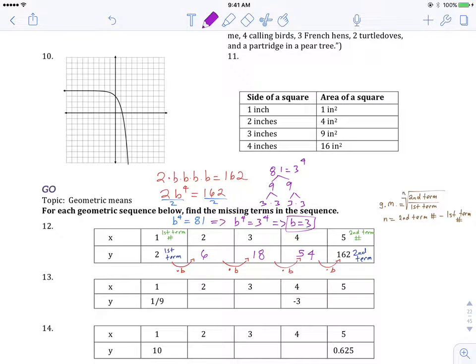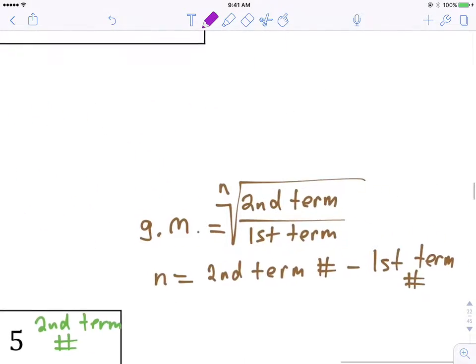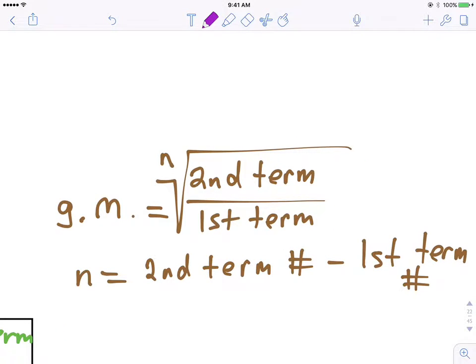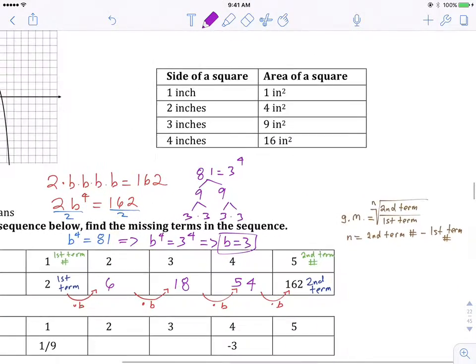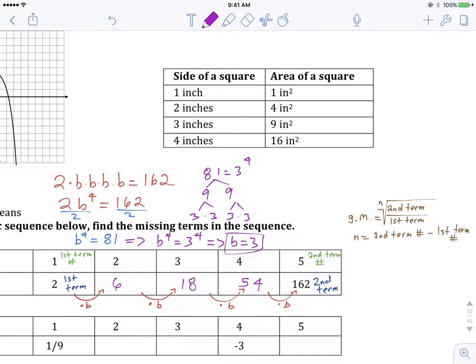And so here's how I found the geometric multiplier, the common ratio. I took this pattern. It is the second term that's given divided by the first term. Then you take the nth root of that, where n is the second term number minus the first term number. So in this situation, our second term was 162, and our first term was 2. And then our second term number was 5, and our first term number was 1. So let's plug those in and see what we get.